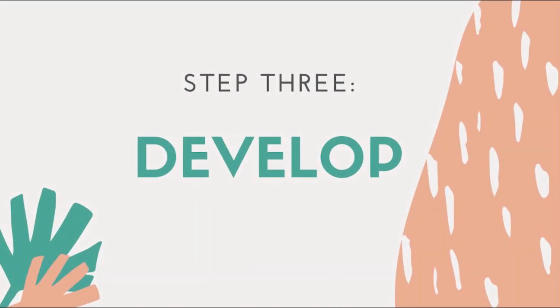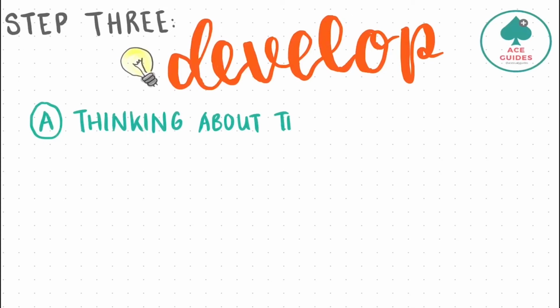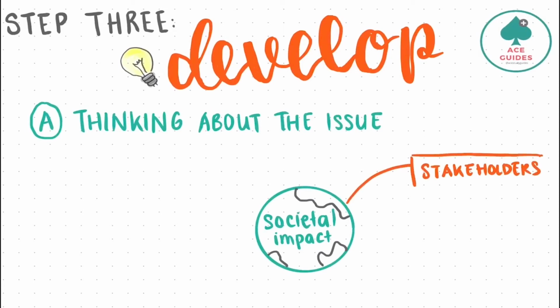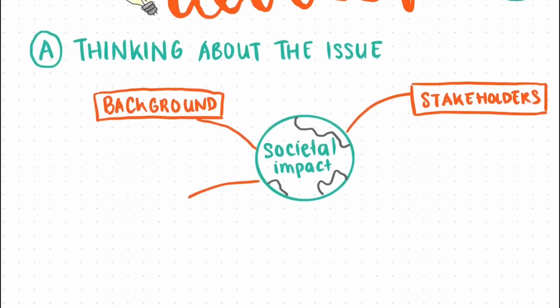The last step is to develop. You need to think about the issue and the societal impact that it can have. First, the stakeholders, the background information, as well as the type of people involved.